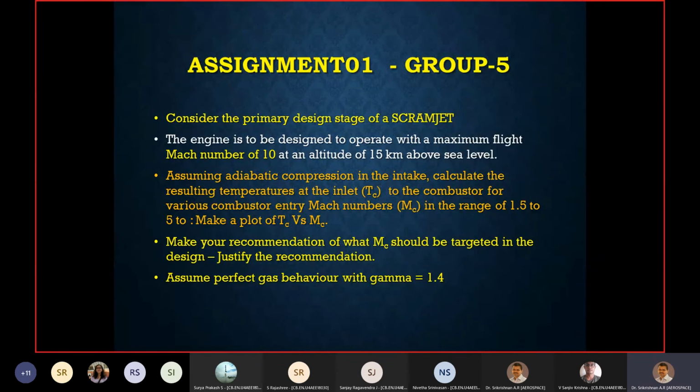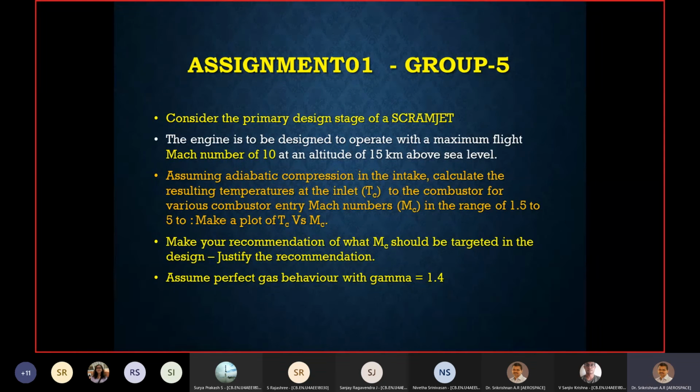Then make a recommendation as to what value of Mc should be targeted in the design, and justify the recommendation. Whether it is high or low, say why this is the better value for the design. You can assume gamma to be constant at 1.4 all through.